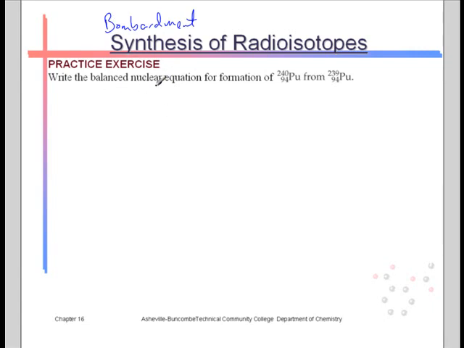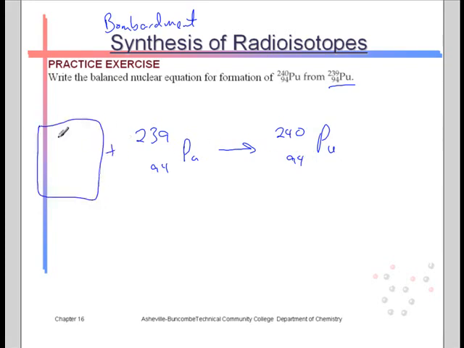For example, here, balanced nuclear equation for the formation of polonium-240 from polonium-239. And so this is one of the reactants. And then this is the product. And the question is, what do you slam into this thing to cause this particular transformation?